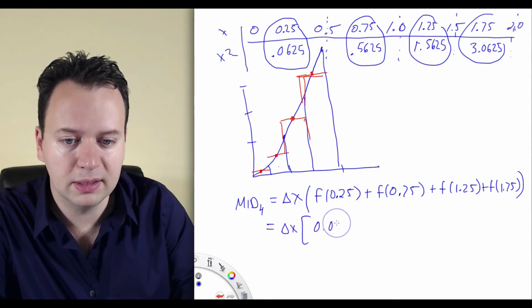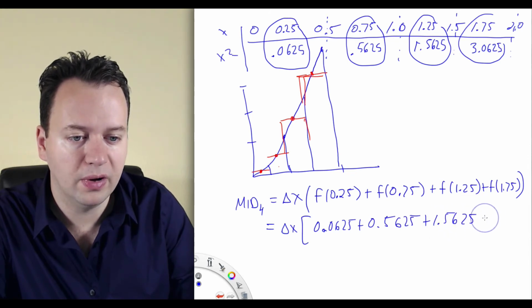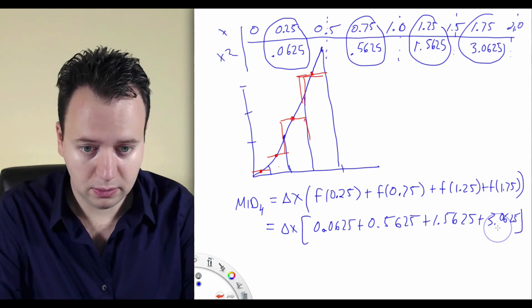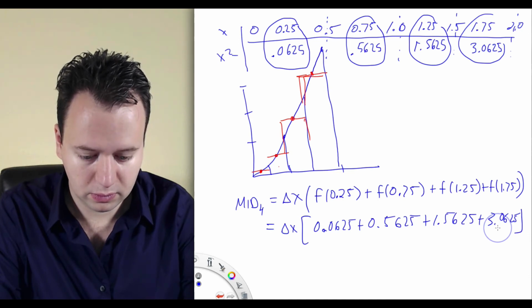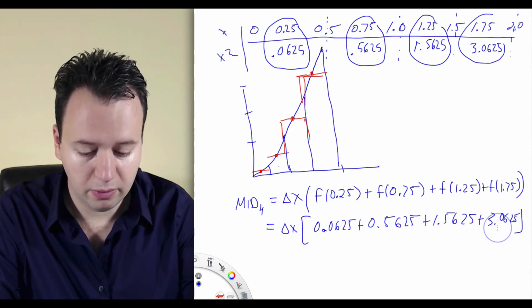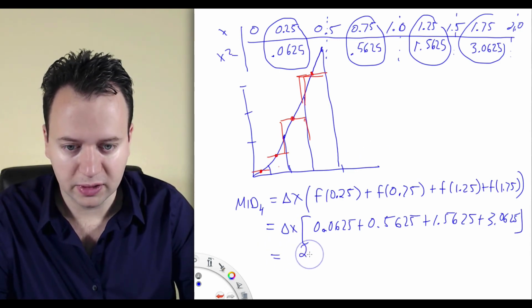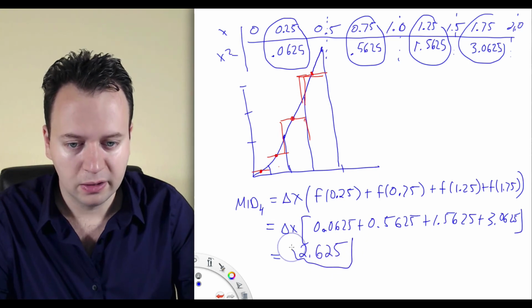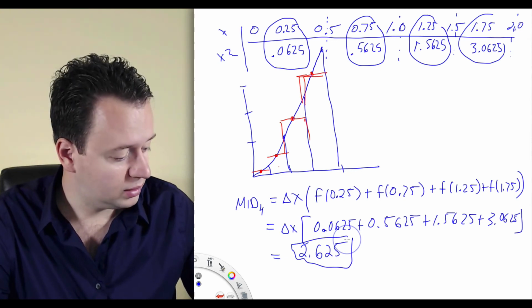So we get 0.0625 plus 0.5625 plus 1.5625 plus 3.0625. Now when we compute that, we get 5.25, and then times the delta x, the midpoint rule gives us 2.625. So that's the approximation for the midpoint rule. So the midpoint rule is 2.625.